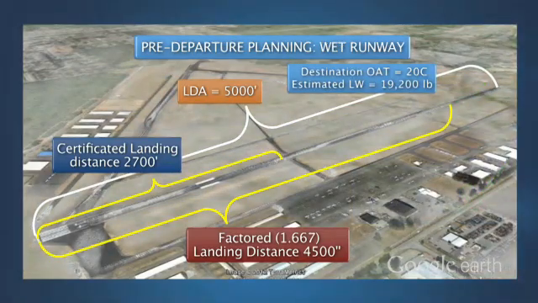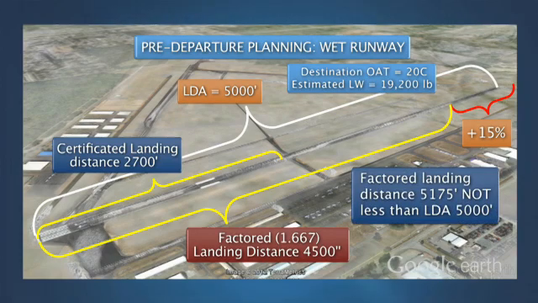However, if the runway is expected to be wet or slippery at the time of arrival, the operating rules require that the dry runway factored landing distance be increased by an additional 15%. In this example, our factored landing distance increases to 5,175 feet. Therefore, a 5,000-foot runway that is wet is no longer of adequate length for a planned landing weight of 19,200 pounds. It is important to note that this additional 15% increase is not based on demonstrated wet runway stopping performance.